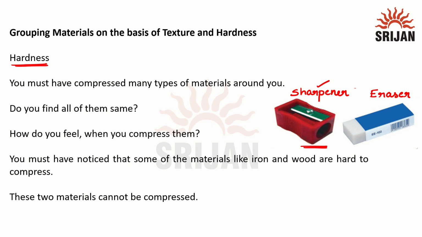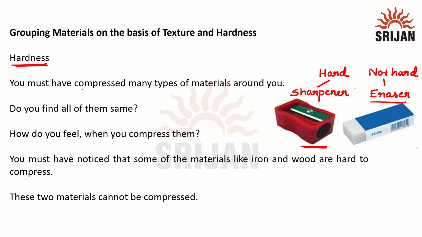The sharpener will have a much harder surface, hard as in you will not be able to compress it. If I put more pressure, the shape will not change. But an eraser, if I put more pressure, it gets compressed. So it is not so hard. Okay, so that is how we classify hardness based on compressibility.